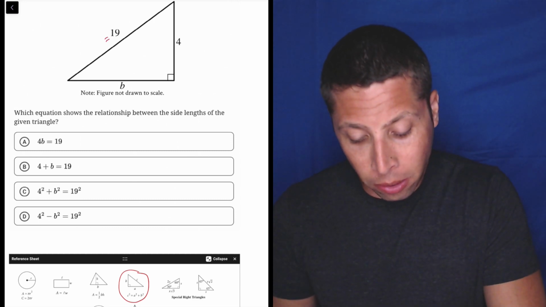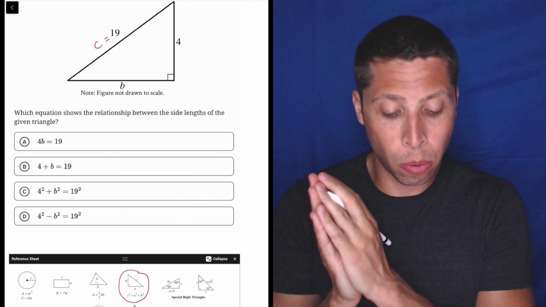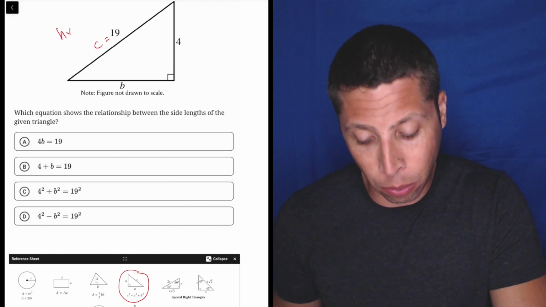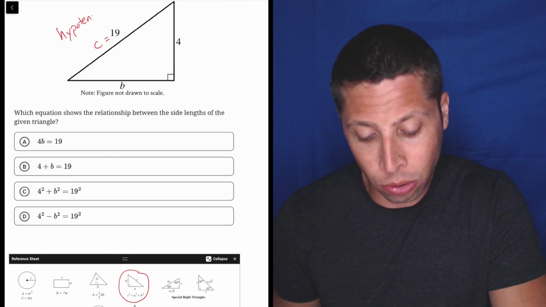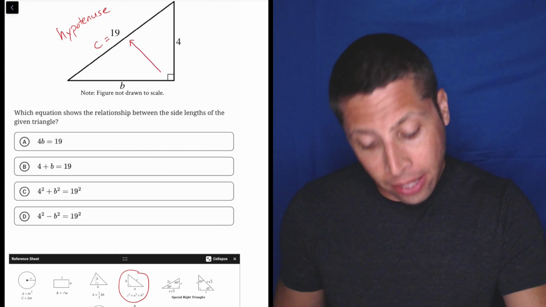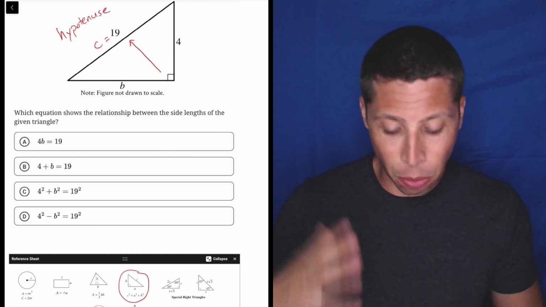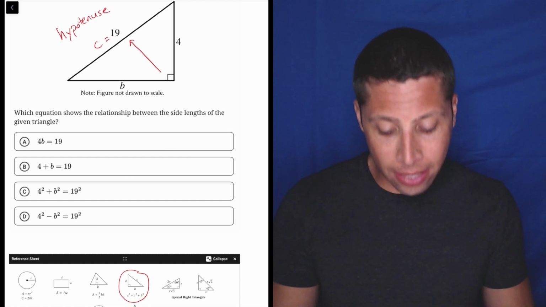The most important thing is the hypotenuse has to be the c term. So the hypotenuse, by definition, let me write that word, hypotenuse, is the side that is opposite the right angle in a right triangle. So that's why these only exist in right triangles. So 19 is my hypotenuse, that's my c term.